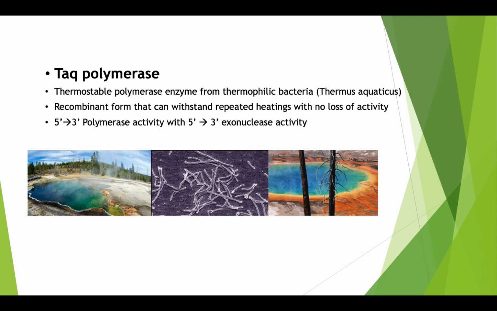What made PCR possible? What is the protein? It's called the Taq polymerase. Taq polymerase is a thermostable polymerase enzyme. If you take polymerase 3 from a certain bacteria, for example from E. coli, or a polymerase from eukaryotic cells, will it work in a PCR?